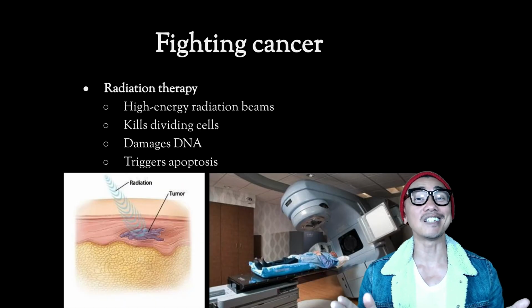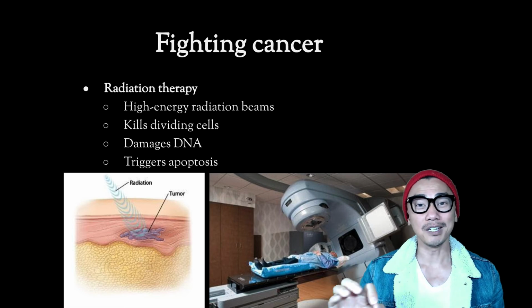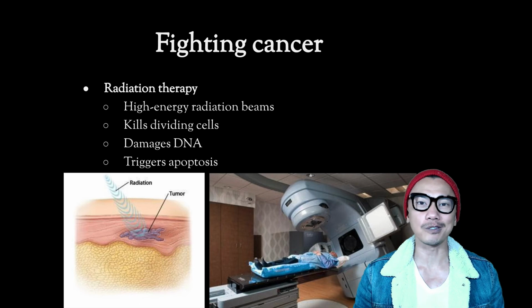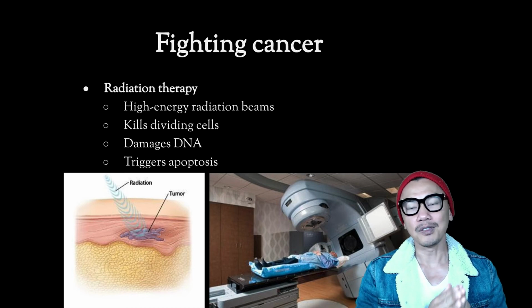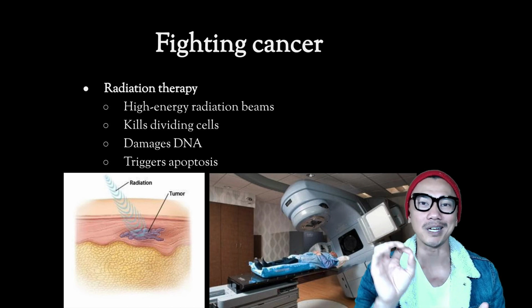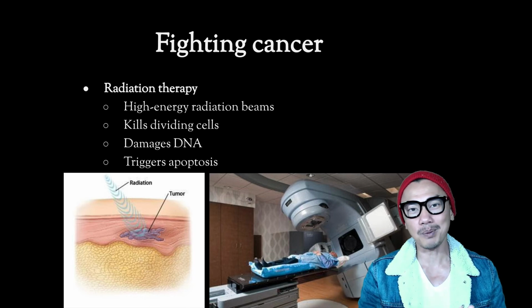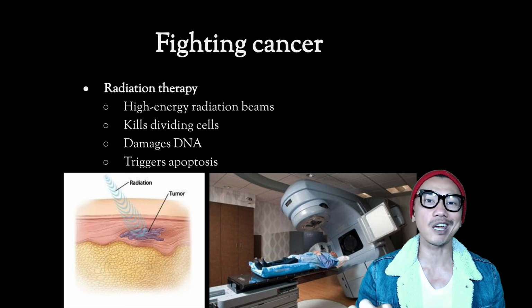The second technique is radiation therapy. In radiation therapy, high-energy radiation beams are focused onto a tumor. This kills dividing cells by damaging DNA. Because the DNA is damaged, apoptosis is triggered in these cancerous cells.